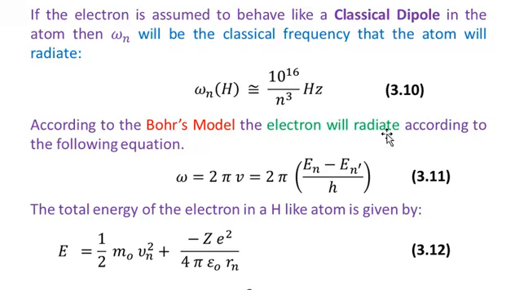According to Bohr's model, the electron will radiate according to the following equation. So you see that 3.10 will give you the frequency of the oscillations of the classical dipole in the atom. But you know that the atom will not be radiating any energy according to Bohr's model. According to Bohr's model, the electron will radiate only according to the condition given in equation number 3.11. That is omega equal to 2 pi nu equal to 2 pi multiplied by the factor En minus En prime divided by h.